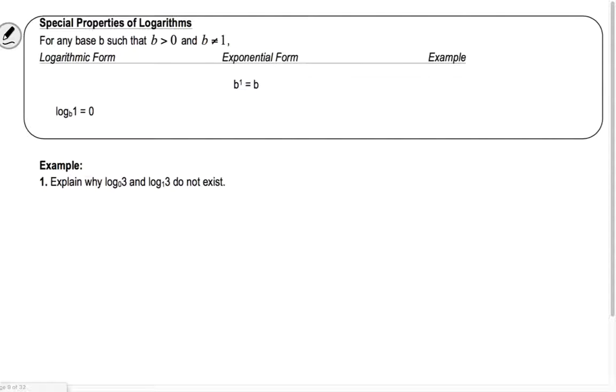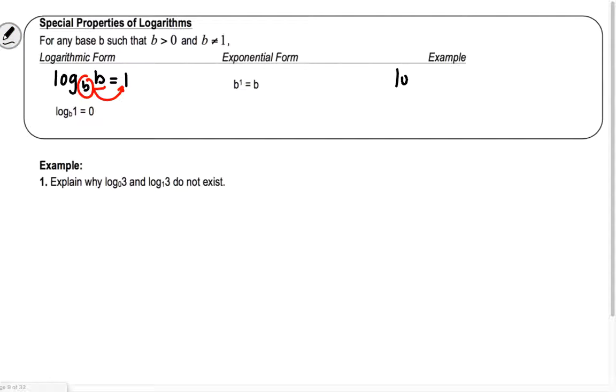All right, so the next one. Special properties of logarithms. If you see log base b of b, equals 1. Log base b of b equals 1 is really b to the 1 equals b in its exponential form, right? Do you guys see that? b to the 1 is equal to b. So log base b of b is always equal to 1.